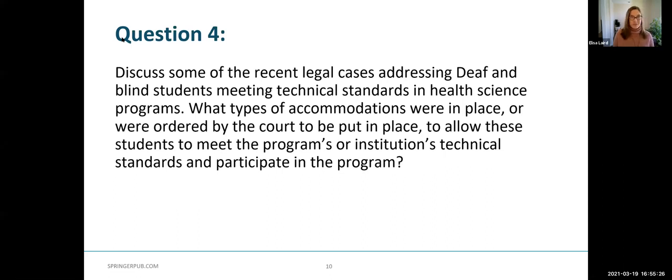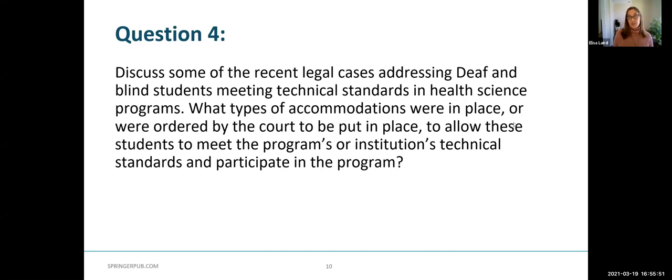Which may have been what she was really asking. These cases are easily Googleable. You don't need to have any special database or access to anything to be able to bring them up. Just type in the full name of the case, and you'll probably get four or five hits that are the full text of the case. You just want to make sure you're reading the most recent one.